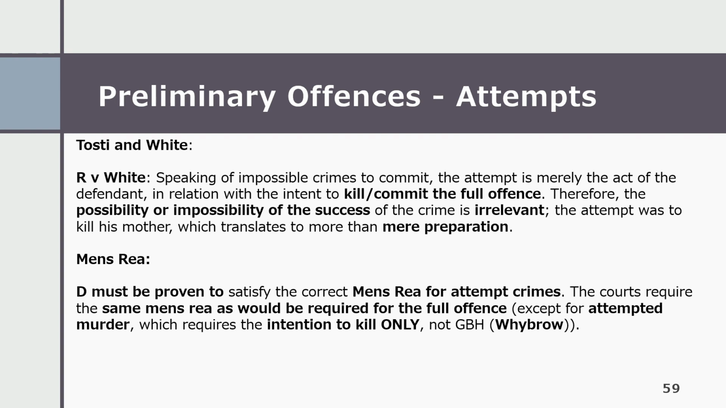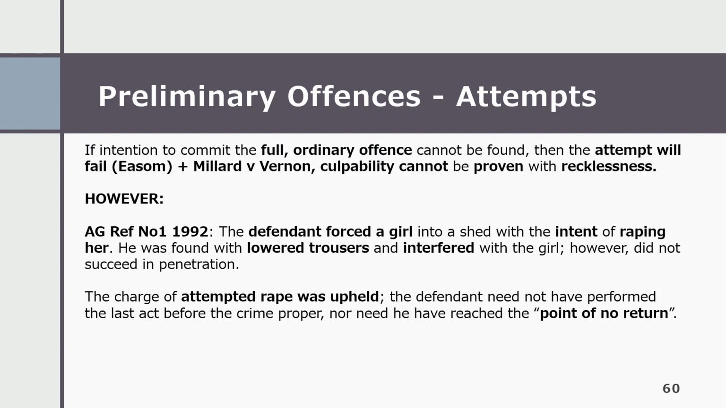In the mens rea, D must be proven to satisfy the correct mens rea for the attempt crimes. The courts require the same mens rea as would be required for the full offence, except for attempted murder, which requires the intention to kill only and not GBH. If intention to commit the full ordinary offence cannot be found, then the attempt will fail, as in Millen and Vernon. Culpability cannot be proven with recklessness.